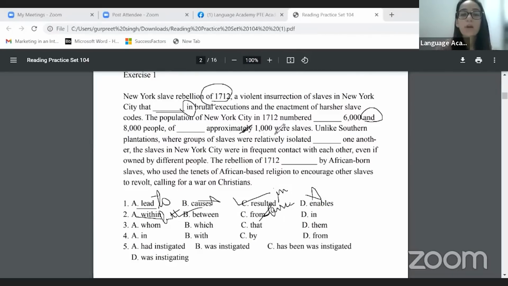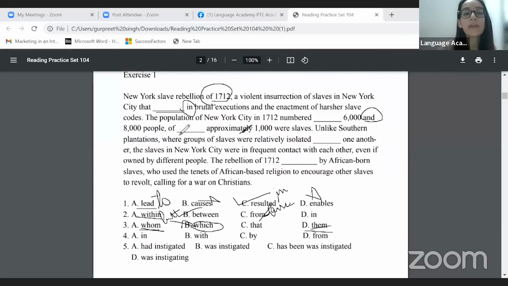Of 1,000 were slaves. And I'm not very happy with those who have written of which. Do we use which for human beings? Do we refer to human beings with the word which? It is used for things, organizations, institutions, or non-living things more. Especially when you have whom and them in the options, then selecting which is a very big mistake. So for human beings, we use whom or them, just the writing style differs.